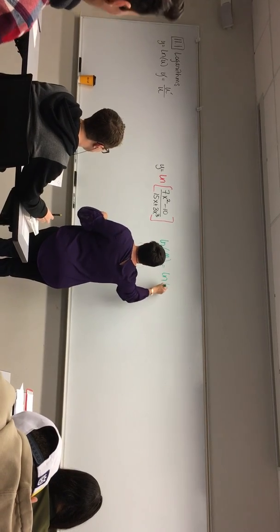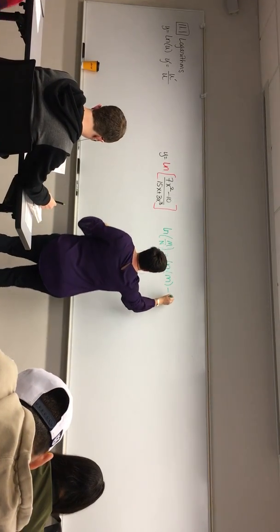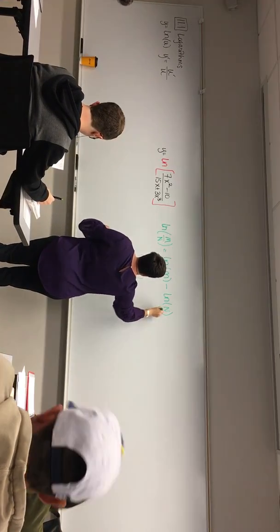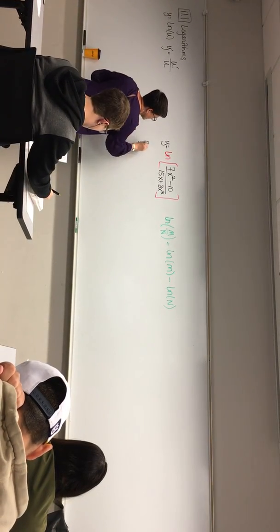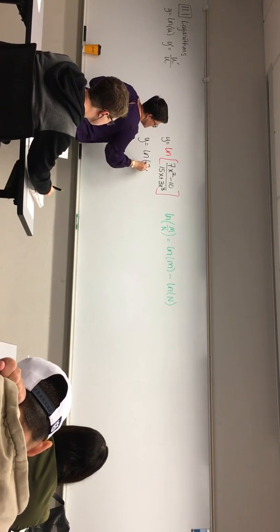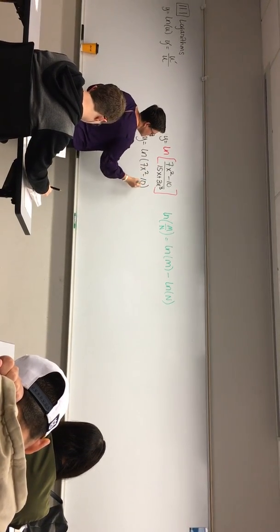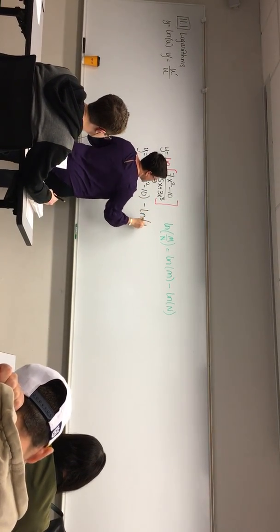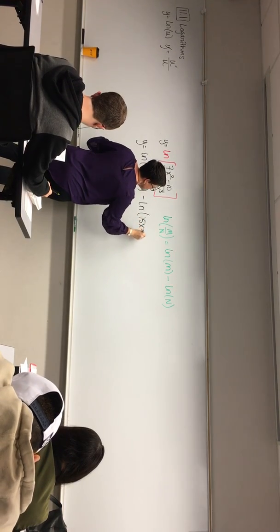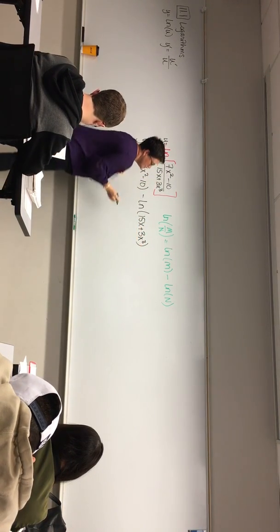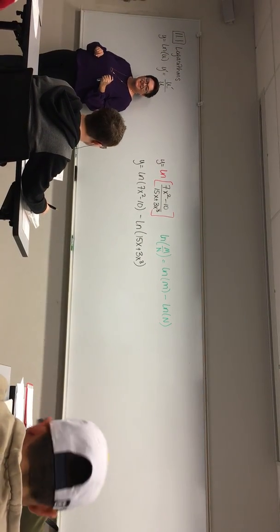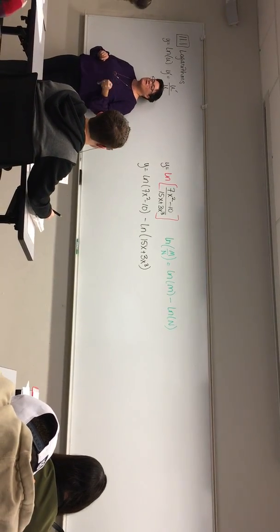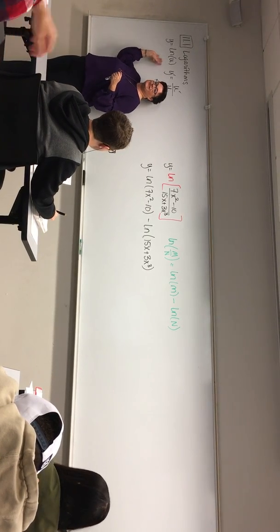Natural log of m minus natural log of n. So we're just gonna split this sucker up. Here we go. So y equals the natural log of 7x squared minus 10 minus the natural log of 15x plus 3x cubed. This is the natural log version of making it pretty. We are just getting it into a form that allows us to easily take the derivative.